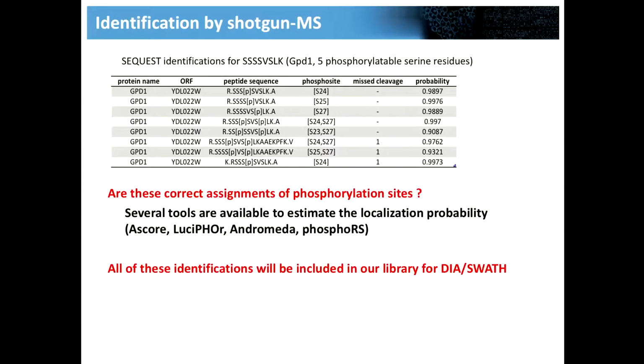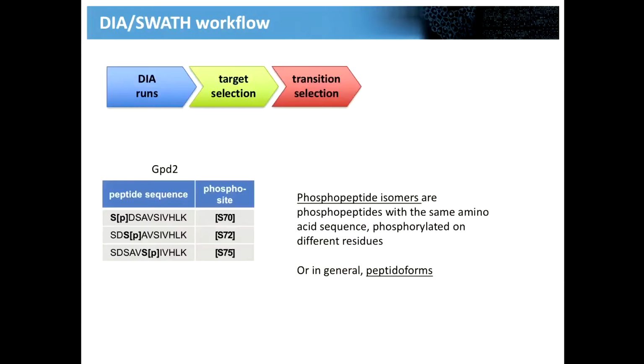And as we've done in this course, we use these DDA searches with any type of probabilities in order to build our libraries. That means that all of these identifications will make it into our libraries whenever we want to afterwards go and extract them from DIA SWATH type of data. So this is a very important thing to note, and we'll see towards the end of this talk how to deal with this problem.